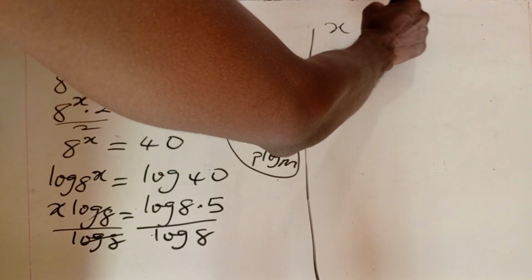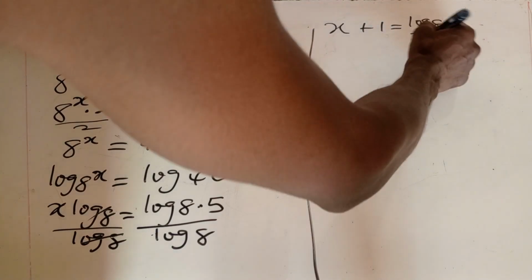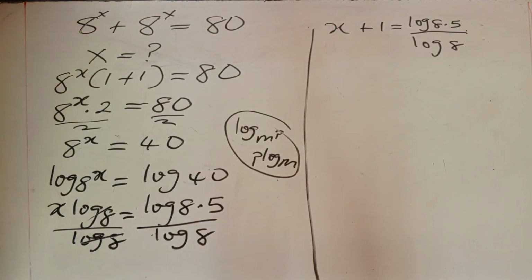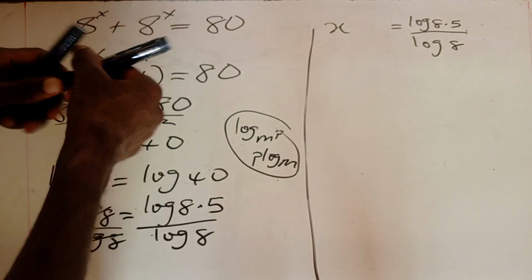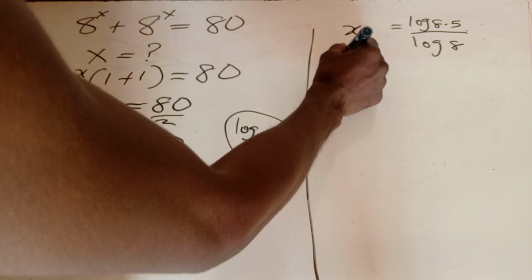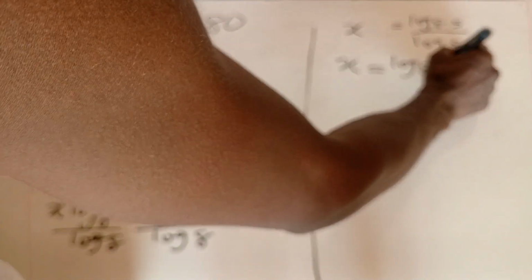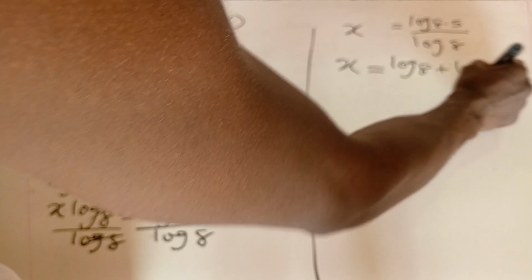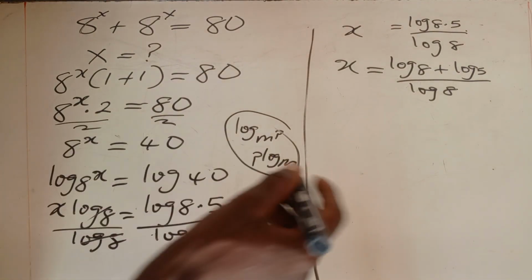x plus 1 is equal to log 8 times 5 all over log 8. Then lastly, since the x here is only 1, we can leave it as x. Here we have x equals log 8 plus log 5 all over log 8, based on the property of addition, the multiplication law.